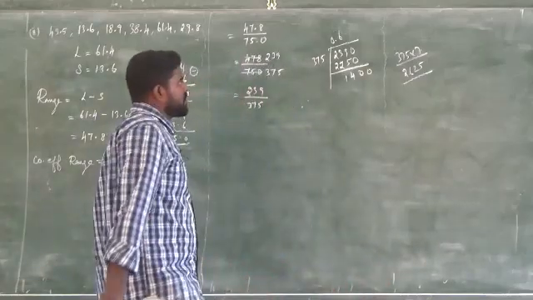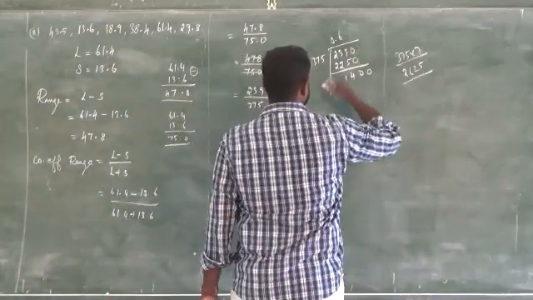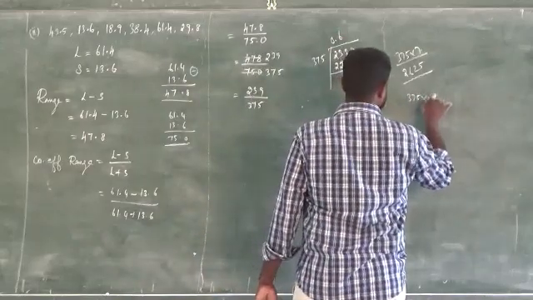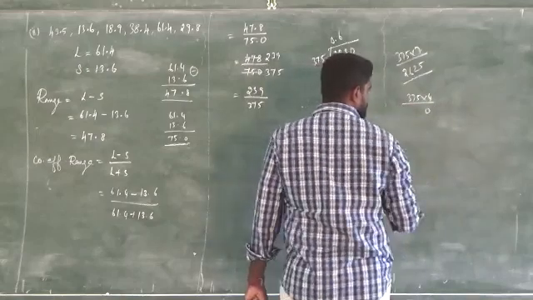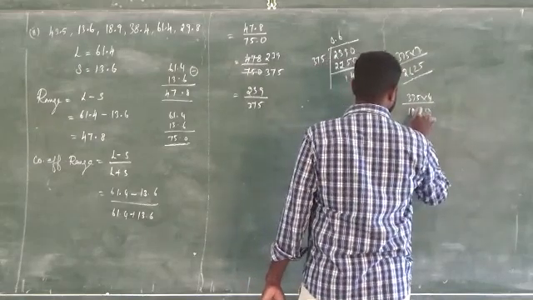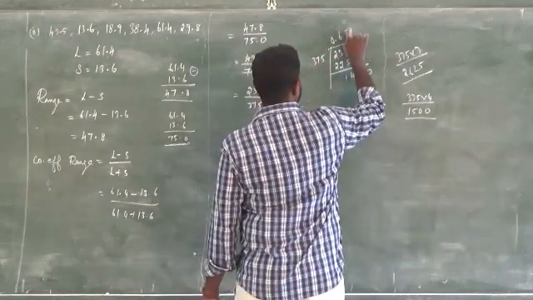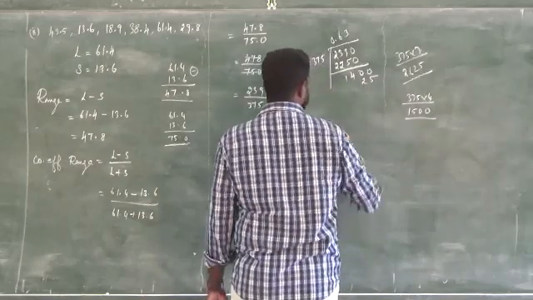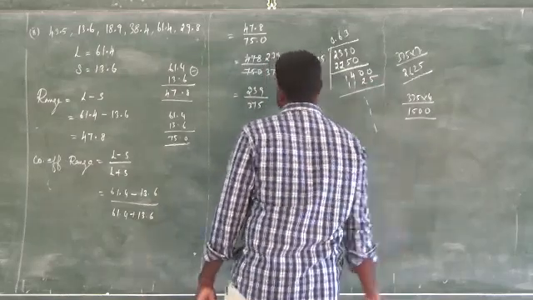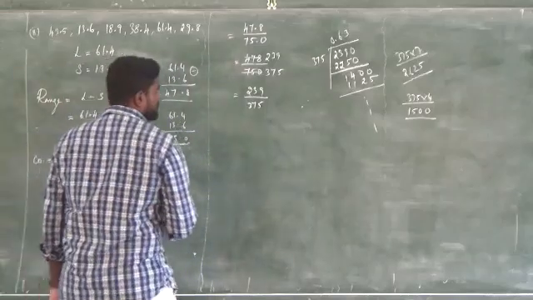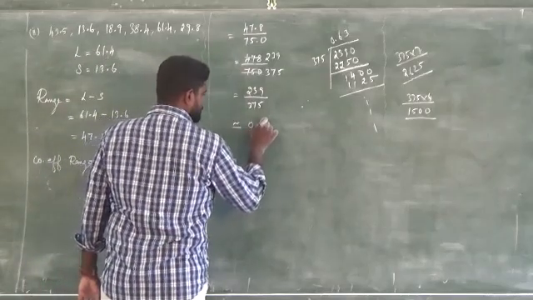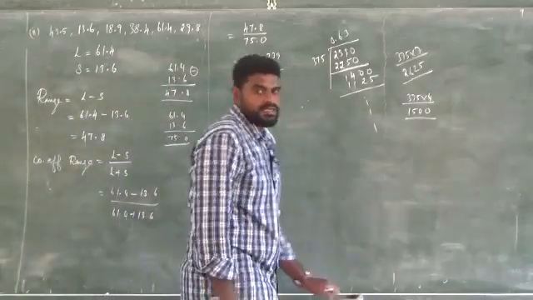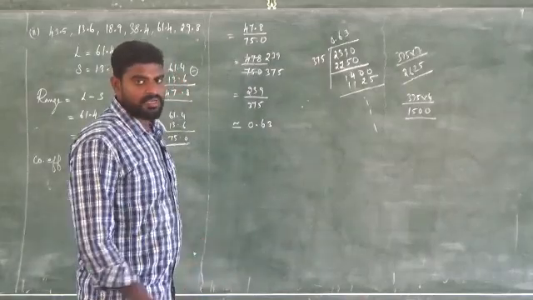Check how many times? 3 times. 4 5s are 20, 4 sevens are 28. Check 4 times also. 375 into 4. 4 5s are 20, 4 sevens are 28, 30, 4 3s are 12, 15. No. So 3 times. 3 5s are 15, 3 sevens are 21, 22, 3 3s are 9, so 11, and it goes on. So approximately the answer is 0.63. This is the approximation symbol. Approximately the coefficient of range is 0.63.